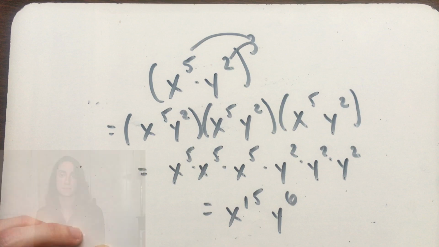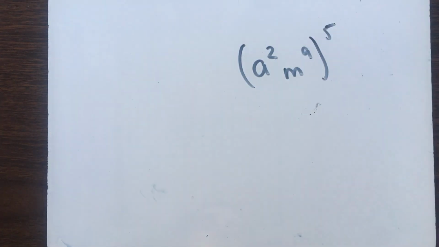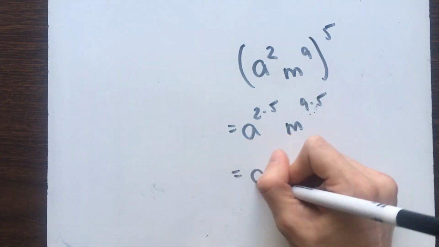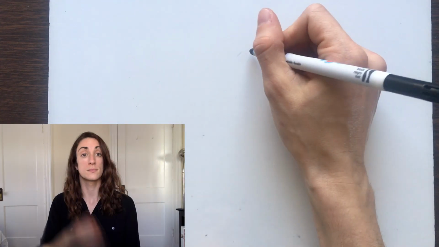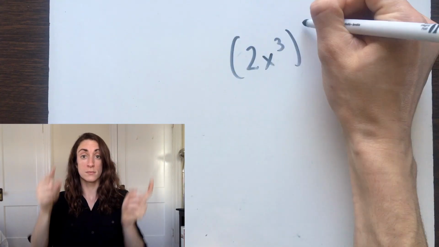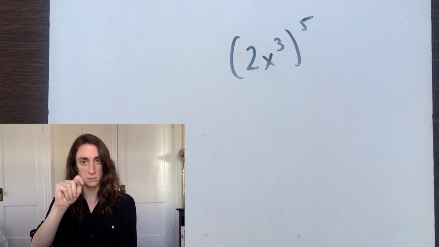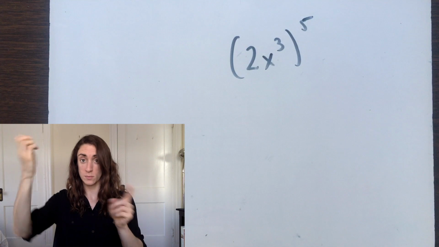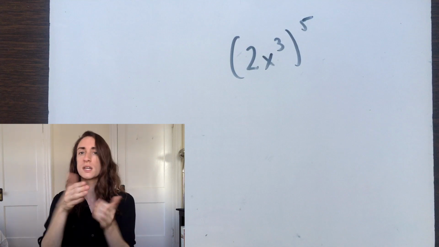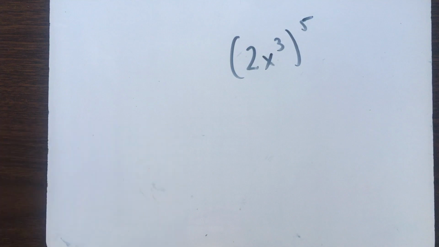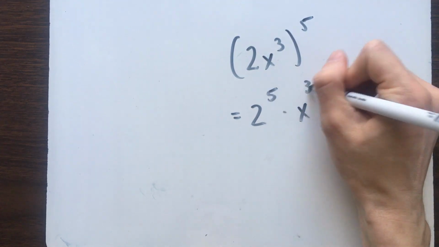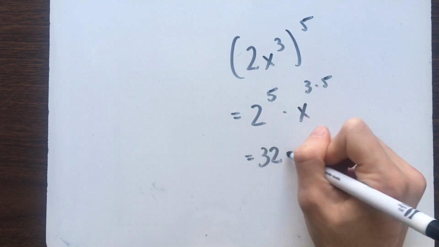Let's look at another example of this type. If a quantity that has a coefficient is raised to a power, that power applies to the coefficient in just the same way. So in this example, the coefficient 2 will be raised to the power of 5, giving 32, and the term x cubed will be raised to the power of 5, giving x to the 3 times 5, or x to the 15th.